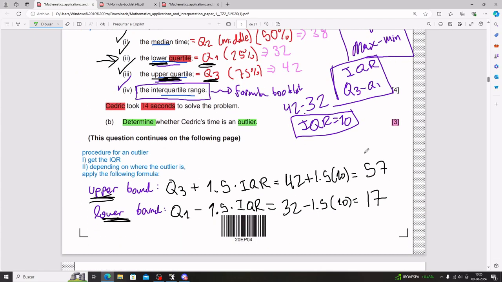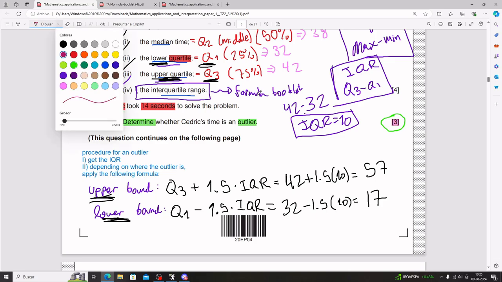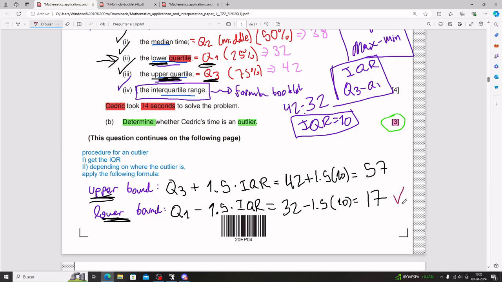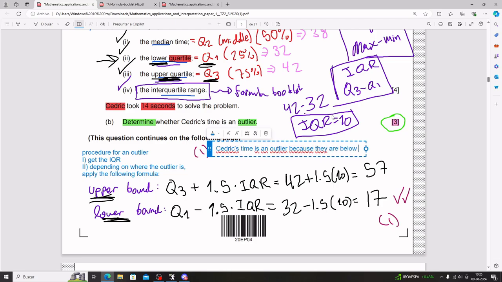Now, careful. This is worth 3 points, so you gotta answer carefully. One of your points is given to you by using the formula. And so that is 1 point, right? The other point is going to be if you mention that Cedric's time is an outlier because they are below my lower bound. And then the last point is going to be actually using the mathematical argument, which is basically Cedric's time 14 is less than the lower bound 17.